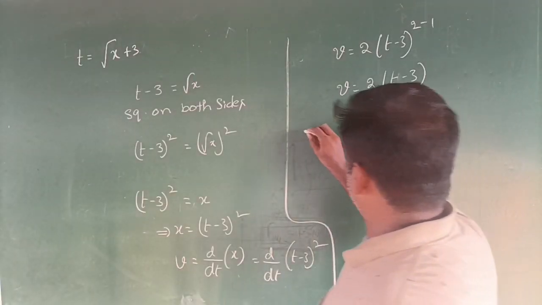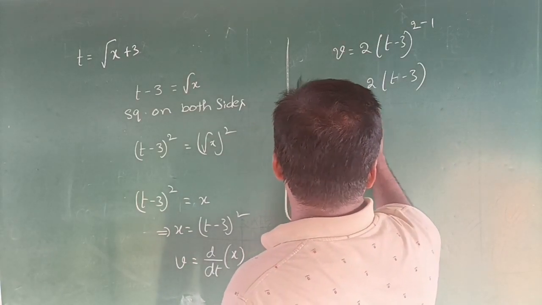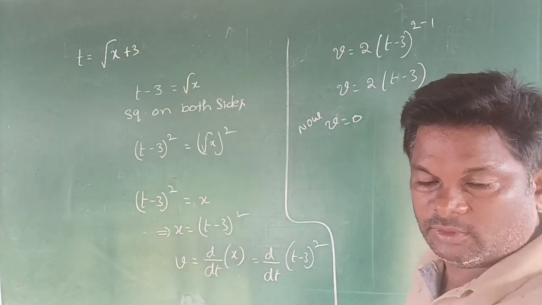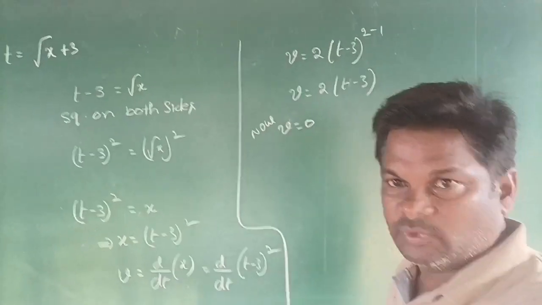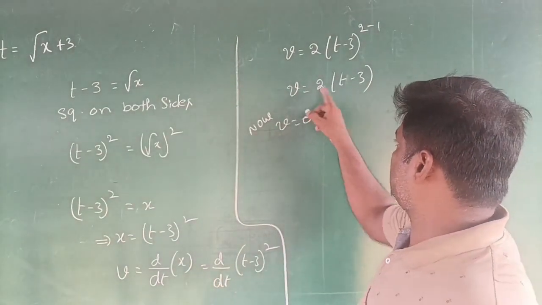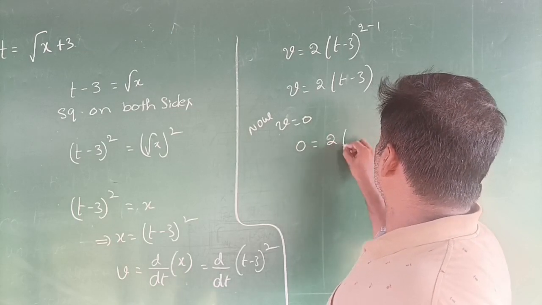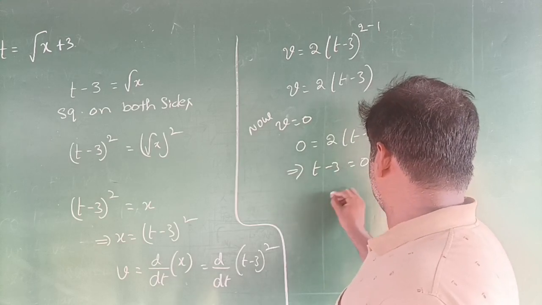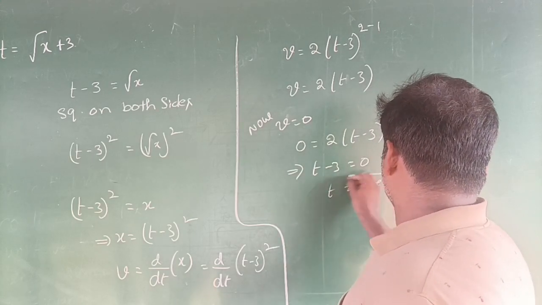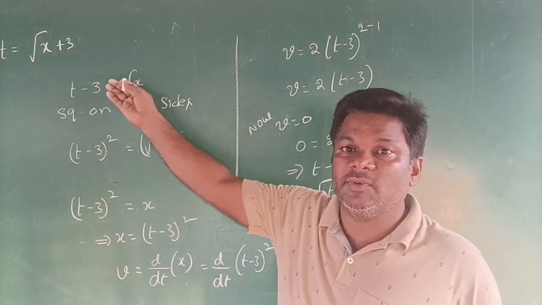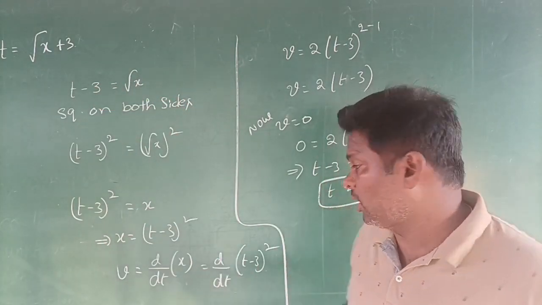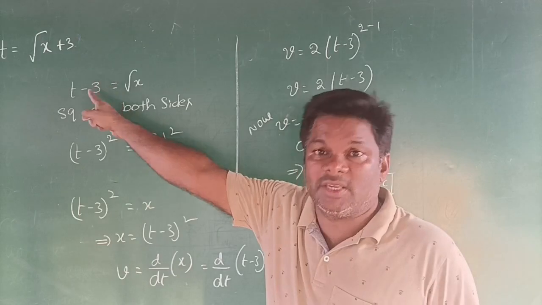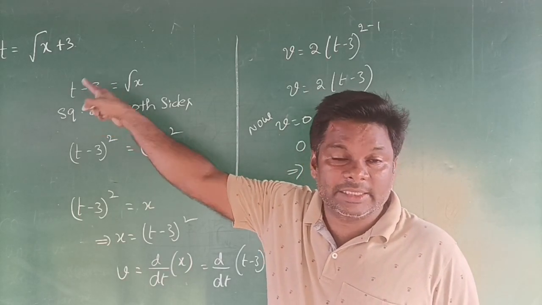Now what he is asking? Now at v is equal to 0, what is the displacement? First of all, we need to know when the velocity becomes 0. By substituting v is equal to 0 in the above equation, 0 is equal to 2 into t minus 3. Then what you are getting? t minus 3 is equal to 0, t is equal to 3 seconds. So when an object is following this equation, its velocity becomes 0 after 3 seconds.